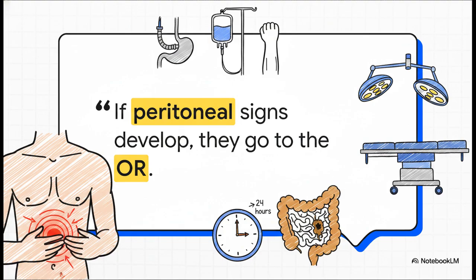Initial management for an SBO is nasogastric decompression and fluids. But if you sit on a patient with fecal emesis for over 24 hours, you're literally risking a perforation. The definitive trigger is your physical exam. The exact second rebound tenderness or guarding shows up, conservative management time is over. They need to go straight to the OR for a laparotomy.